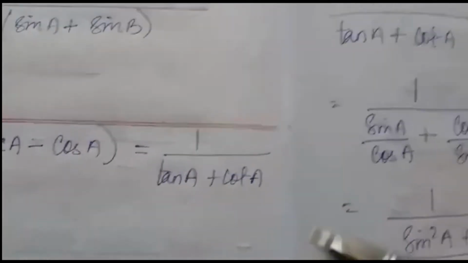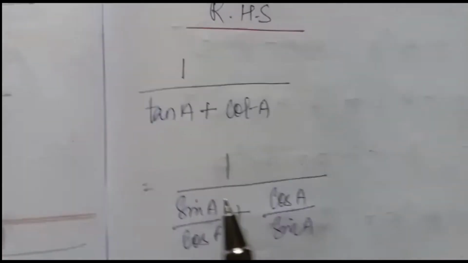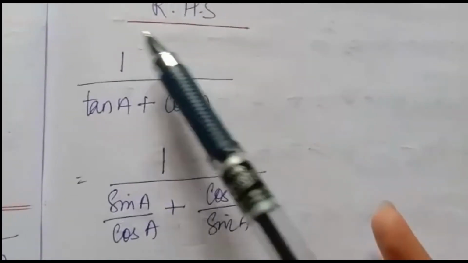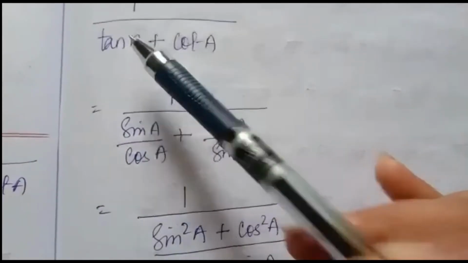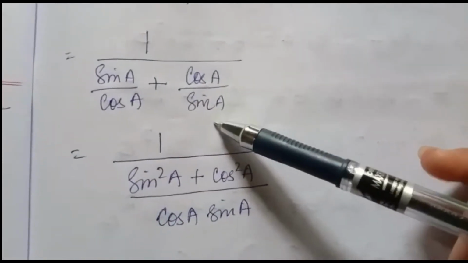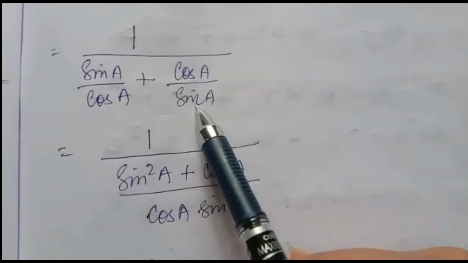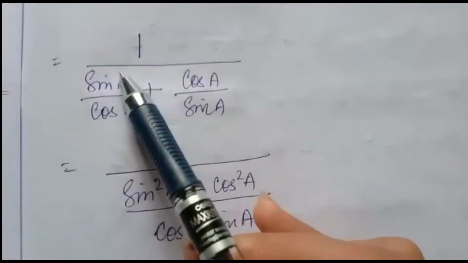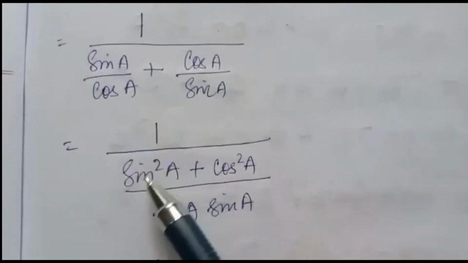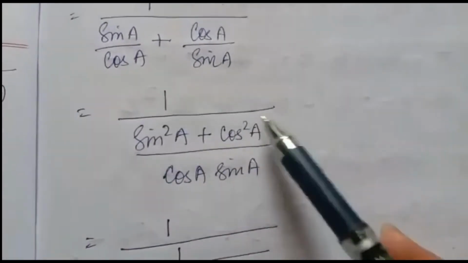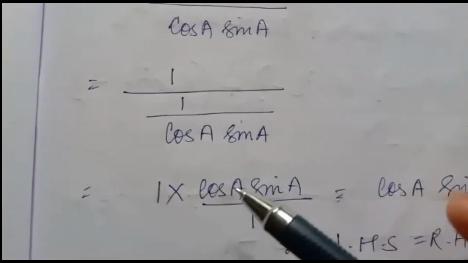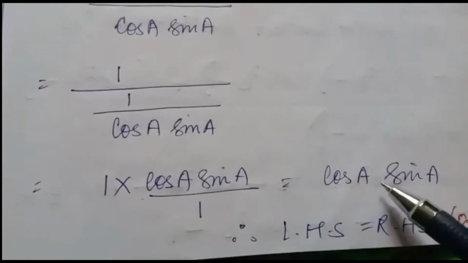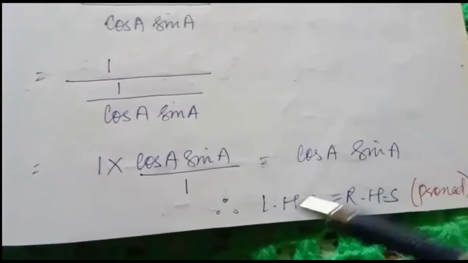So what we will do now, we will solve right hand side again. We have to solve this right hand side also. So copy right hand side, then convert this tan into sine and cos. Tan is sine upon cos, cot is cos upon sine. Then here you take LCM. LCM of cos A and sine A is cos A sine A. Multiply here by sine and here by cos. So sine square A plus cos square A, which is 1. So 1 divided by cos A sine A. Now this will be reciprocal. So 1 into cos A sine A by 1, which is cos A into sine A. This is our left hand side. So left hand side and right hand side are equal, proved.